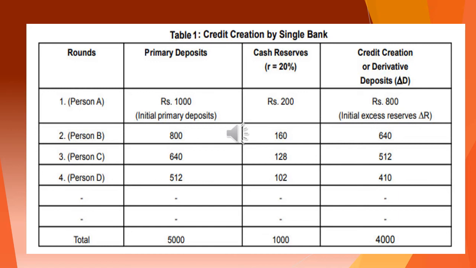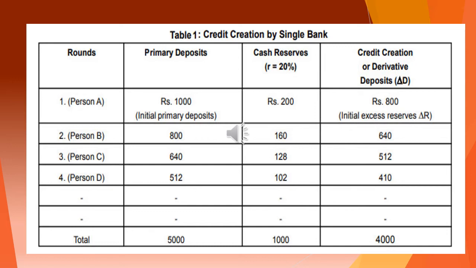Imagine that person B deposits this 800 again in the same bank. Now the deposit in the bank is 800. As per the rule, 20% cash reserves they are keeping, 160. The rest, 640, they are giving as the loan.